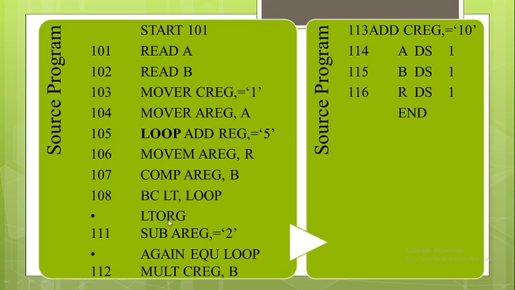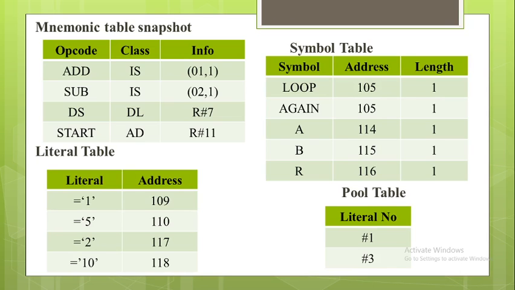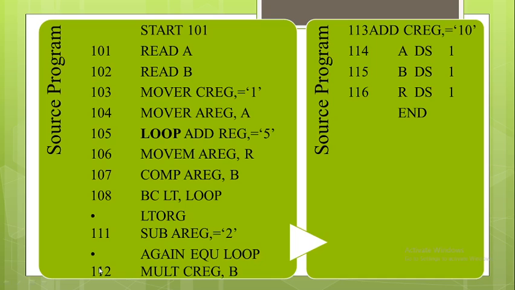Now a new literal pool is started. The literals 2 and 10 specified in these statements are added in the next entries of the literal table as shown over here. The assembler assigns the addresses 111, 112 and 113 to these next statements.